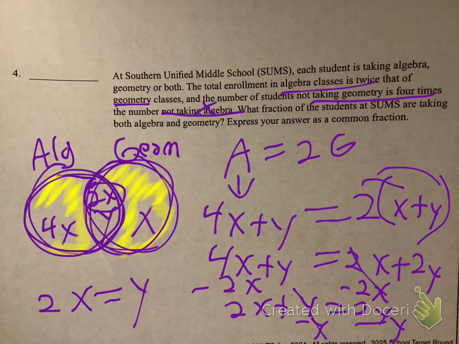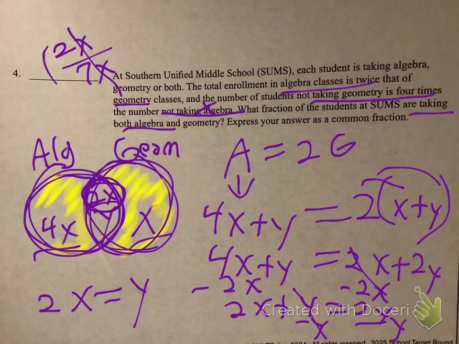So now we want to do the fraction that are taking both algebra and geometry. Both is going to be the 2x, so 2x over everything. So if I add up 4x plus 2x plus x, that's going to be 7x. And then the x's cancel, so it's just going to be 2/7.